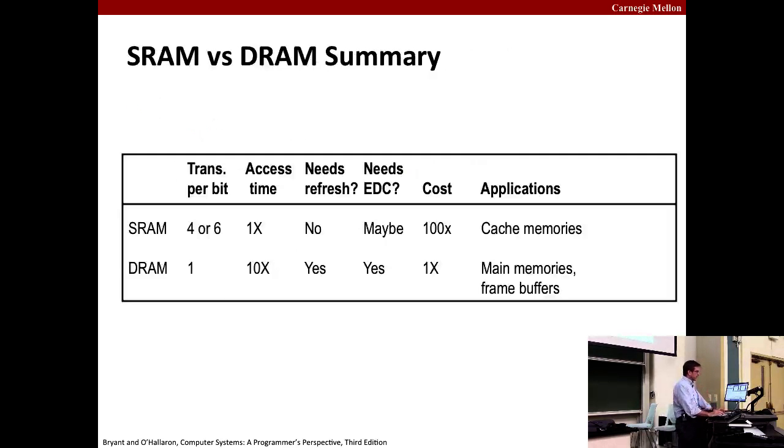So an SRAM is more complex than DRAM. It requires like 4 to 6 transistors per bit, whereas DRAM only requires 1 transistor. Okay, so you'll see that SRAMs are going to be more expensive, lots more expensive, because each cell is more complex, but they're also much faster, like an order of magnitude faster than DRAMs. And there are some other properties too, like DRAM constantly needs to be refreshed.